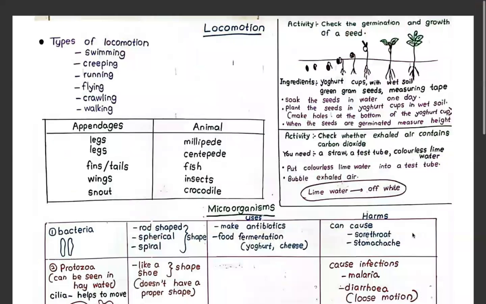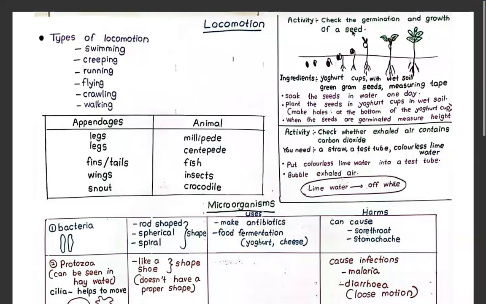Okay. Then let's have a look at one activity which can be done to check the germination and growth of a seed. Germination කියලා කියන්නේ ව්‍යාප්තිය and growth වර්ධනය of a seed. Right? So බීජයක ව්‍යාප්ත වීම සහ වර්ධනය බලන්න තමයි මේ activity එක කරන්නේ. So for this one you can take green gram seeds. මුං බීජ කීපයක් ගන්න පුළුවන්. You should take yogurt cups with wet soil, and you can take a measuring tape.